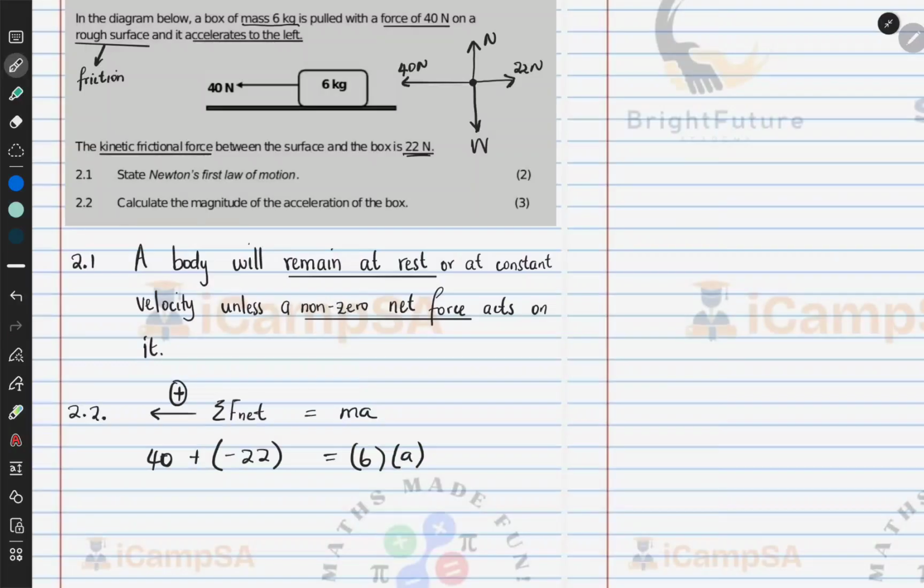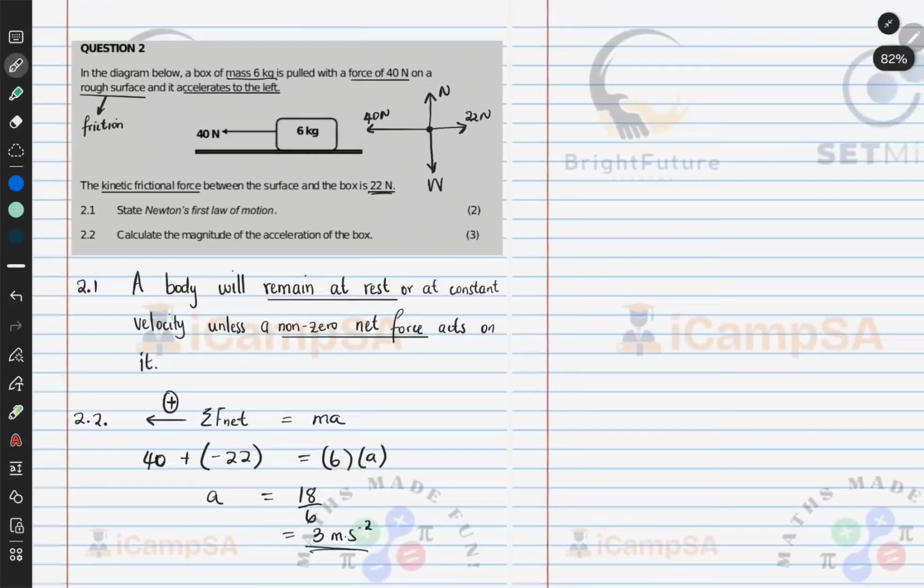From here you can simply divide both sides by 6, so you'll get A being 18 over 6. This is 3 meters per square second. That's your acceleration, and it's constant, okay, which makes sense. So this law is Newton's second law. Right, that's how you would solve 2.2. It's a simple 3 marks.